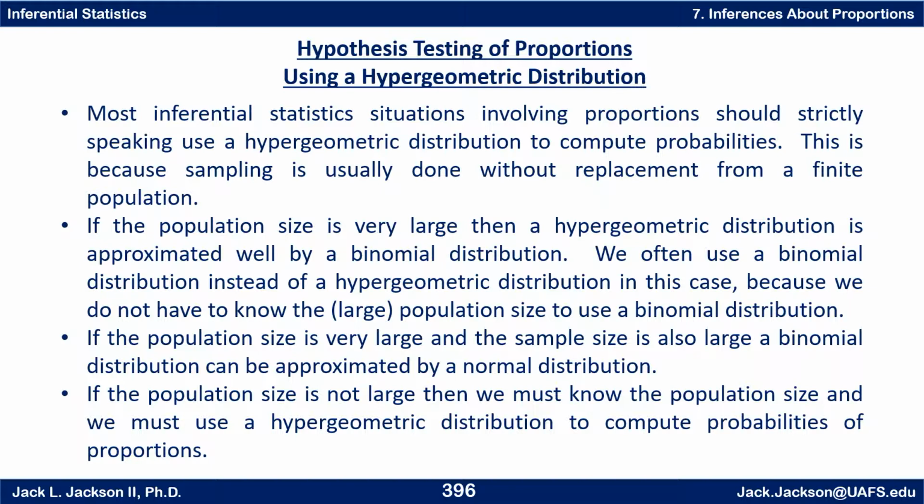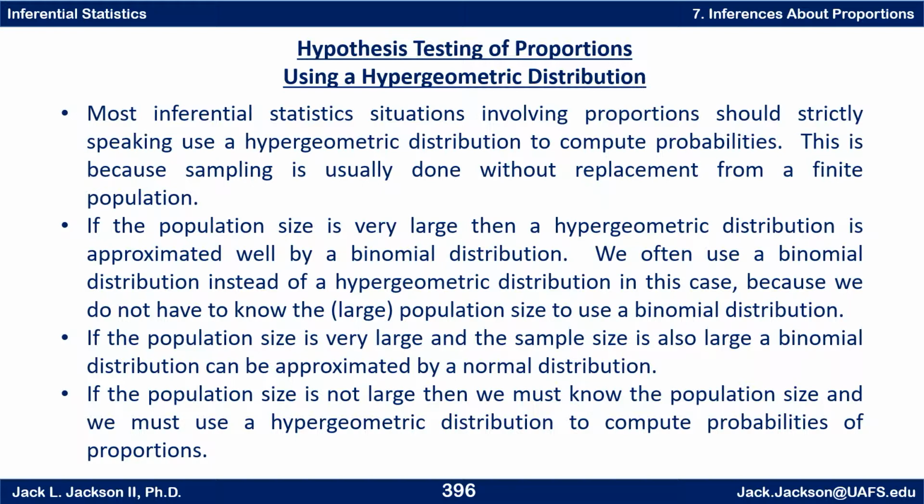Most inferential statistics situations involving proportions should, strictly speaking, use a hypergeometric distribution to compute probabilities. This is because the sampling is usually done without replacement from a finite population. Usually there is some finite population out there, and very rarely will we allow the same respondent or subject to be used twice in our sample. So that is a hypergeometric situation.